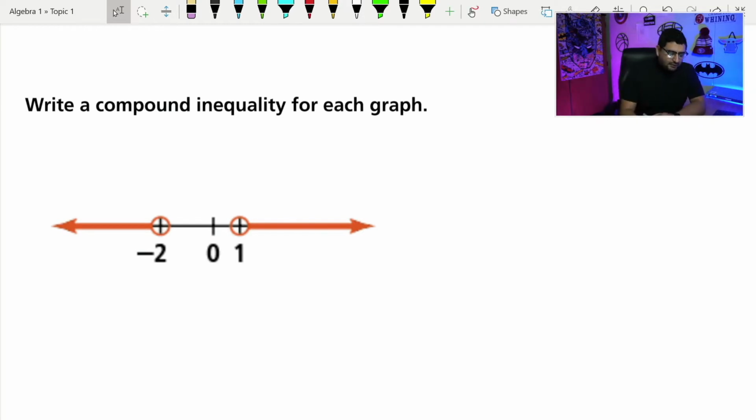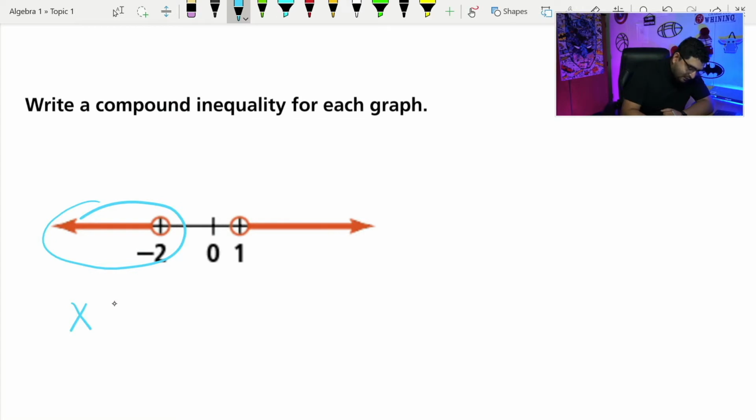Here, I have an inequality, and the way I write down compound inequalities is I focus on one part of the inequality first, and I start off at one point. So here I'm going to look at this part of this inequality. And here I can see this is a representation of x being less than. Since I have an open circle, I know it's less than and not less than or equal to. So it's just x is less than -2.